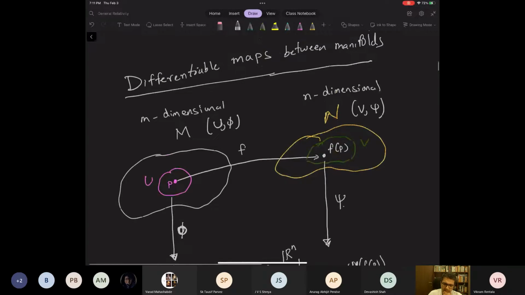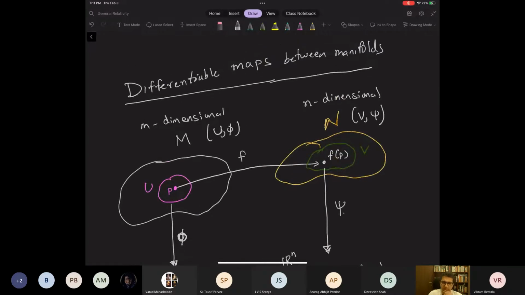Okay. So now let's talk about one notion of differentiability, and we'll talk about the idea of differentiable maps between manifolds. We already had defined this idea of continuous maps between topological spaces, continuous maps or homeomorphisms between topological spaces. So now we'll define a similar notion which extends this idea of continuity to differentiability, now that we have this notion of smoothness on a manifold.